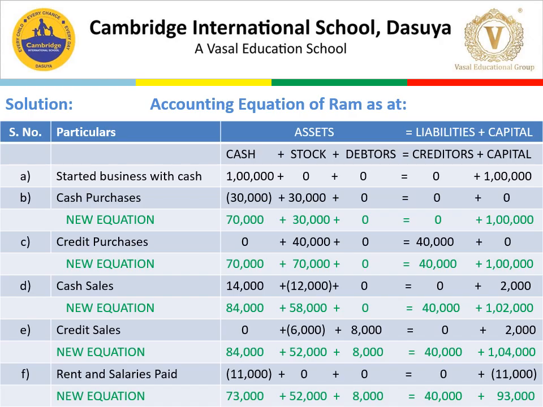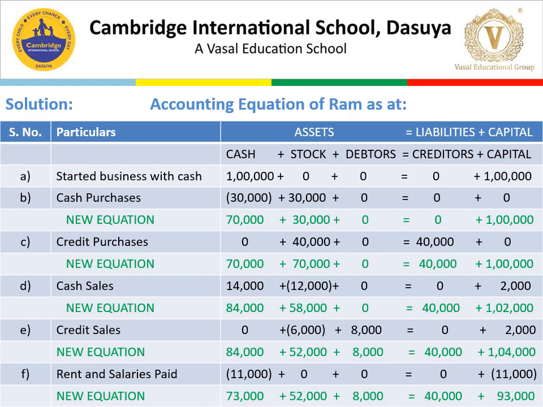The new equation would be cash balance 70,000, stock 30,000, which equals capital of rupees 1 lakh, and the accounting equation balances. Next is credit purchases. Credit purchases means goods were purchased on credit from creditors. No payment is to be made in cash. So there is no effect on cash, but goods come into the business, so stock increases, and creditors increase. So the new equation would be cash 70,000 as it is, and after the increase the new stock would be 70,000, equal to creditors of rupees 40,000 and capital rupees 1 lakh. So the total of both sides is 1,40,000.